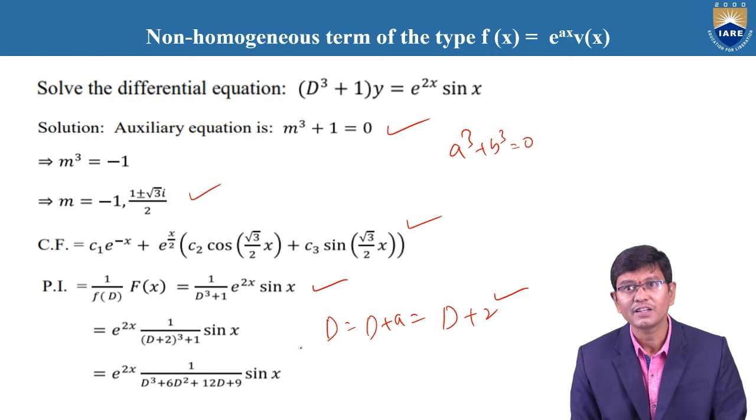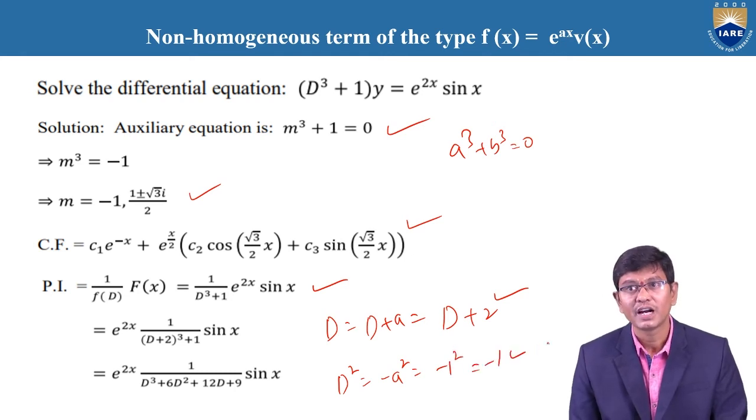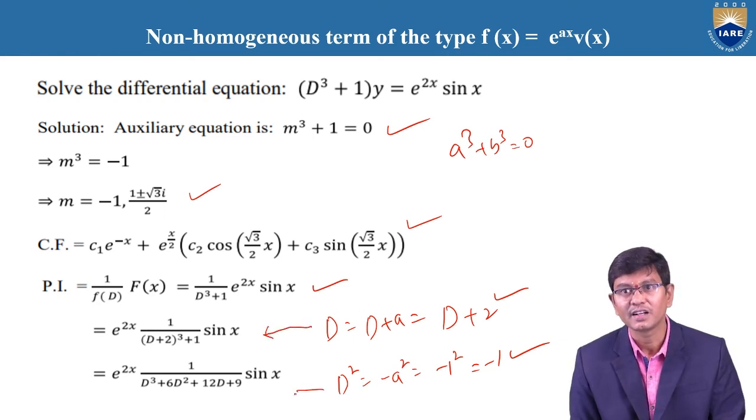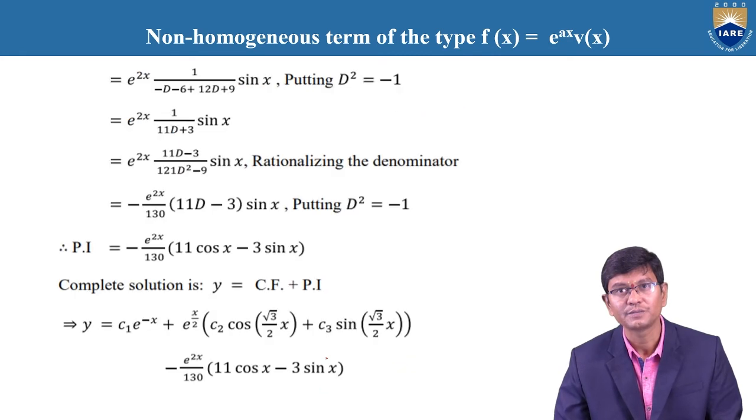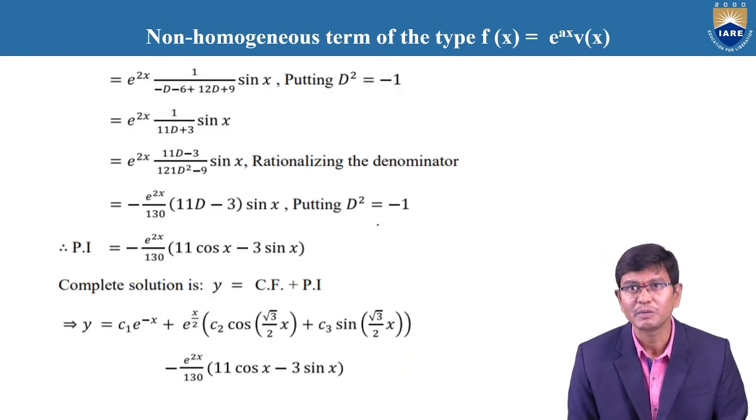After the simplification here, once again d square is equal to minus a square, which is minus 1 square, equal to minus 1 only, and it is a type 4. Here according to this, it is the type 4 with the type 2 condition. Now we need to find the result after the simplification.